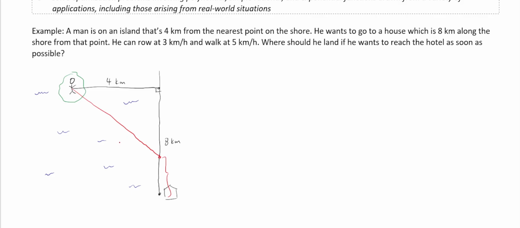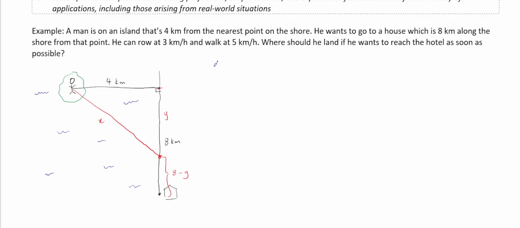Okay, so we're going to try and find what's this distance here he should row, right? And then this distance right here will make this distance y right here. So then this distance should be 8 minus y because the entire distance is 8. And if this is y, then this distance right here is 8 minus y. Okay, so let's go ahead and set up some equations.